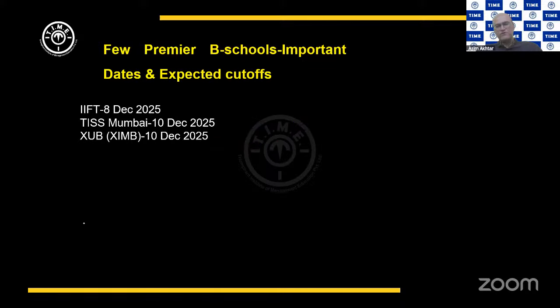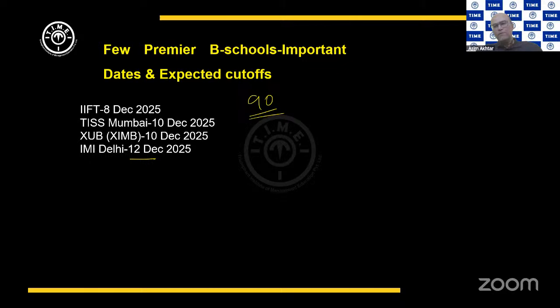Moving on to the next one. Again, I'm going in chronological order in terms of urgency. Next, we have IMI Delhi. Now, IMI Delhi, the last date to apply is 12th December. As of now, that's the deadline. The cutoff that you will usually see would be around 90 percentile. It can be a little less than 90, it can be a little more than 90, but around 90 percentile is what you can expect in IMI Delhi.